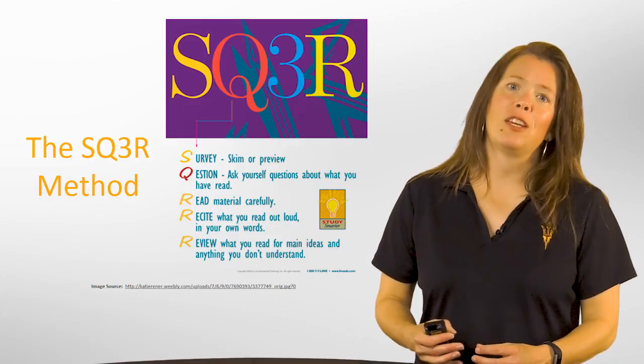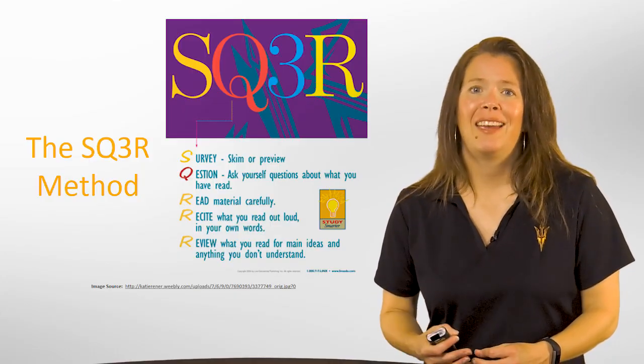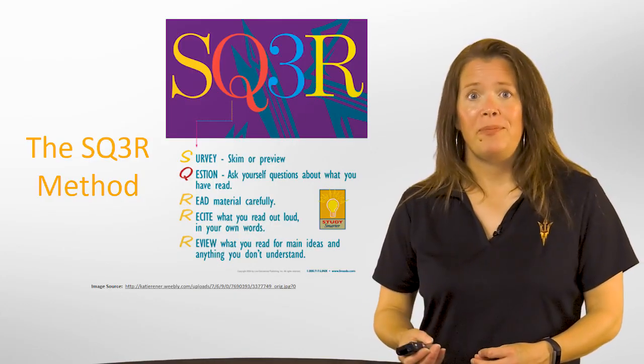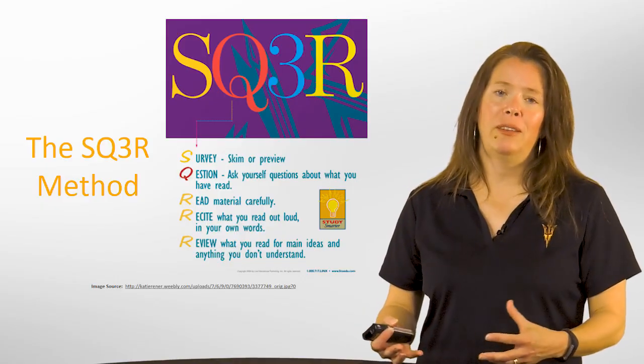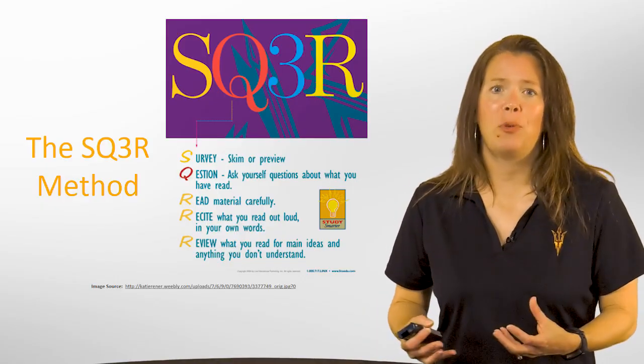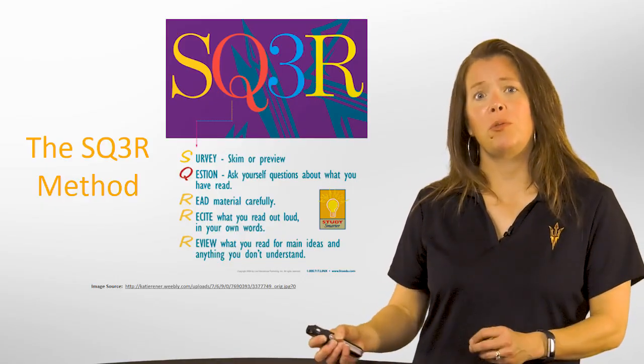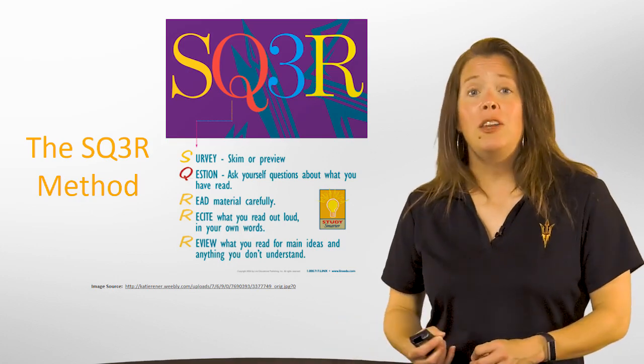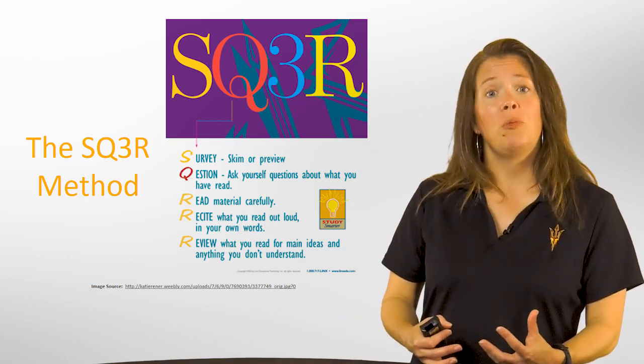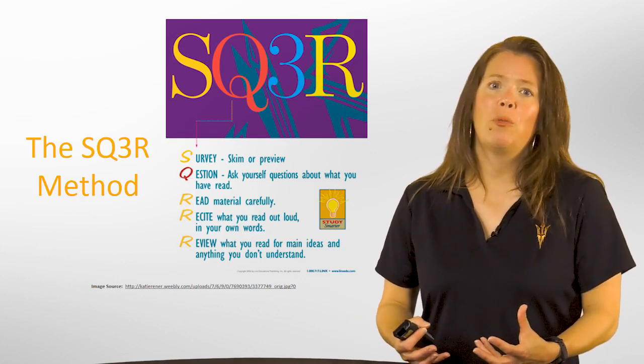The 3R stands for read, recite, and review. First, read the material carefully. After you've completed the survey and you've questioned, then you sit down and you actually read through all of the text. Then you're going to recite or restate what you read out loud in your own words.